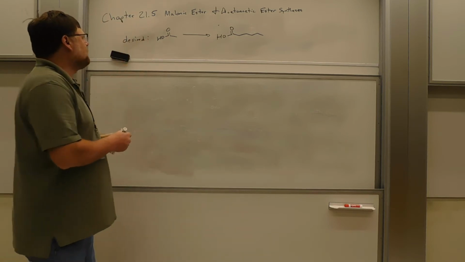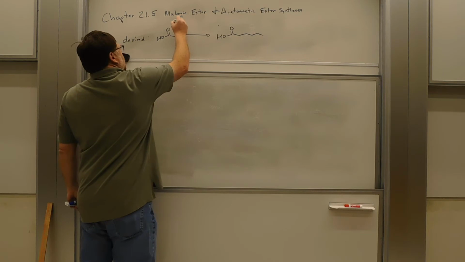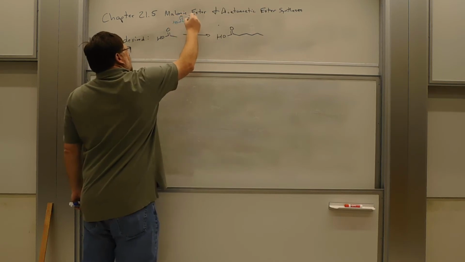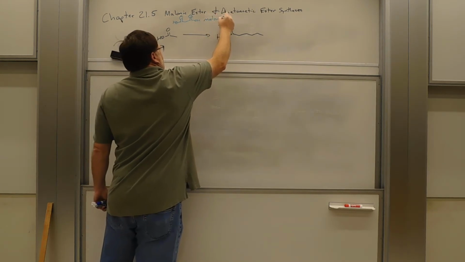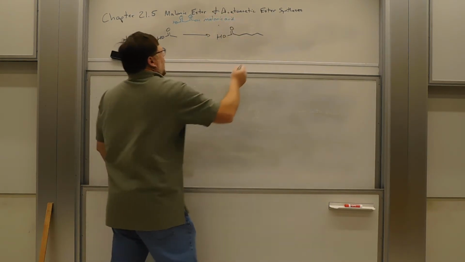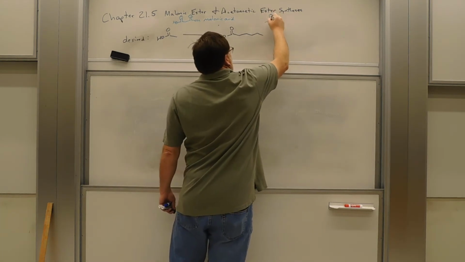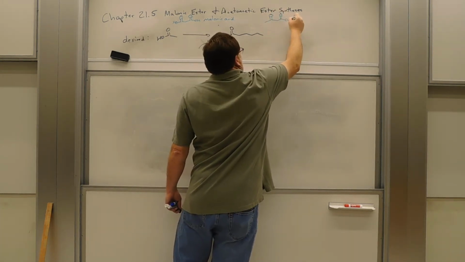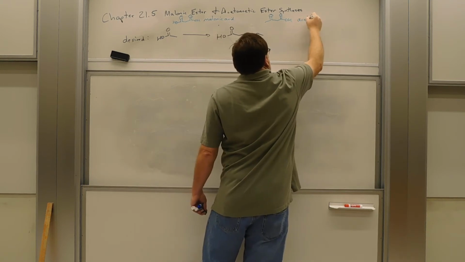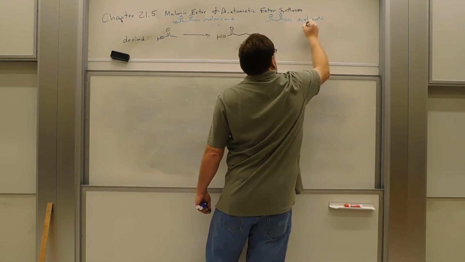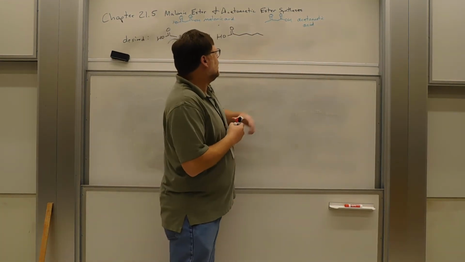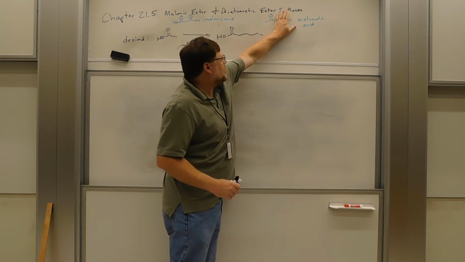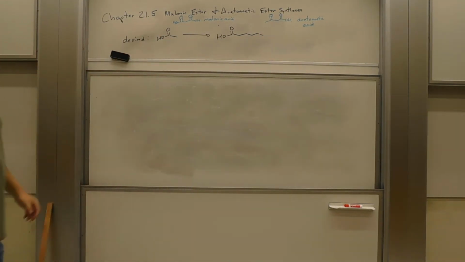Malonic acid, this is malonic acid. All right, so that's malonic acid. And acetoacetic acid is this. All right, so that's acetic acid, that's an aceto group, so acetoacetic acid synthesis. At the end, I'll come back and explain how these are the same synthesis.